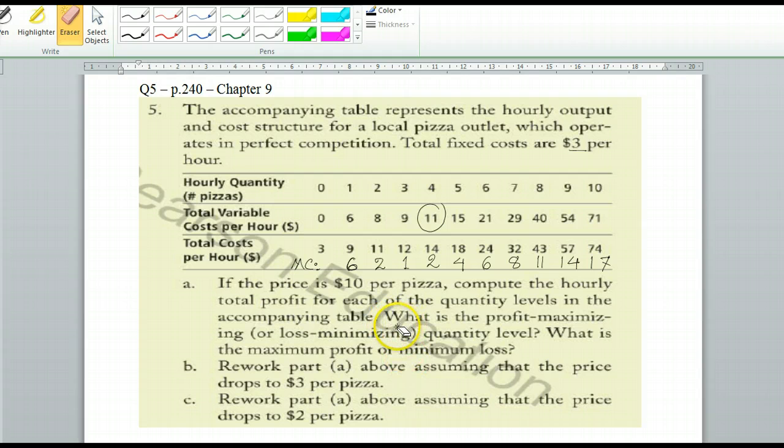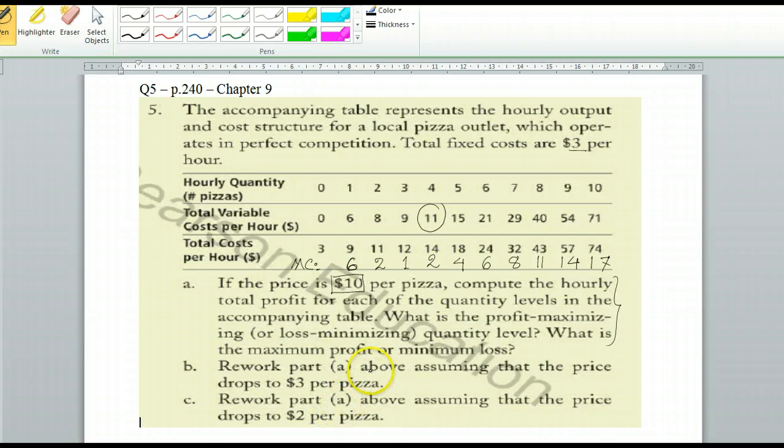The second part of part A asks us, what is the profit-maximizing or loss-minimizing quantity level? What is the maximum profit or minimum loss? So let's solve that part. If the price of pizza is $10 per unit, then we know that in a competitive market setting, the marginal revenue is $10. Every extra unit this firm produces and sells brings $10 additional dollars for it. So marginal revenue is known to be 10, and marginal cost is just calculated here.